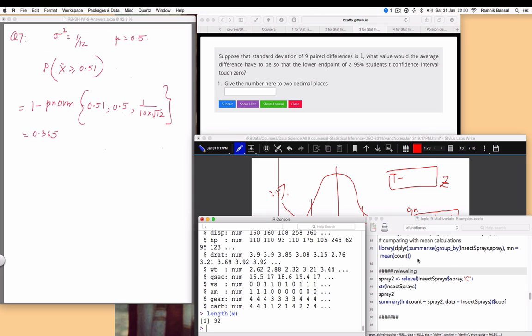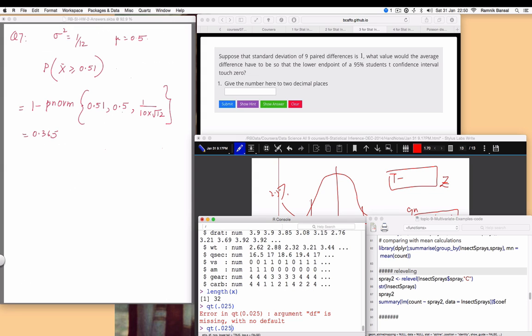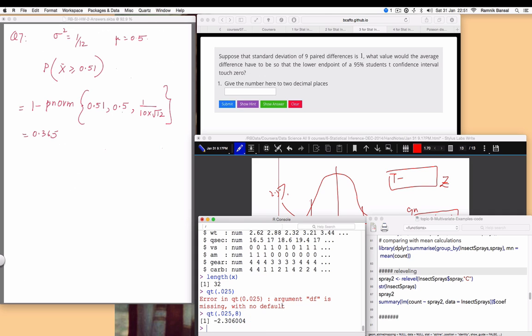How do we solve this? So qt of 0.025. Wait, sorry, we'll have to give the degrees of freedom. The degrees of freedom in this case would be 9 pair differences, so 8, right? Minus 2.3, right? So basically I think 2.3 would be the answer because the standard deviation is 1, no? Yes, 2.30.